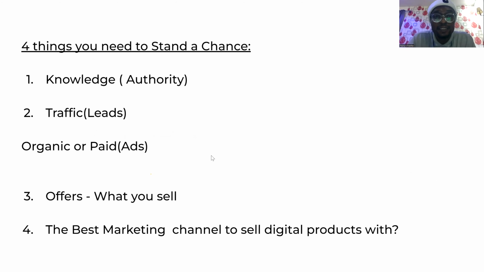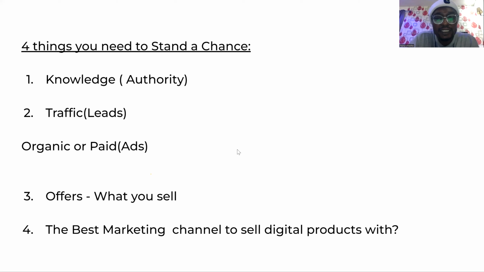Then four things to stand a chance with making money online selling digital products. First of all, authority, that's knowledge of what you're talking about. Traffic, that's leads. Are you going to be posting content that will attract people to you, or are you going to be running paid ads? I do both. Then the third one is offer, what to sell. You see how we've talked about selling almost three times. If you are not selling anything, you are not making money online.